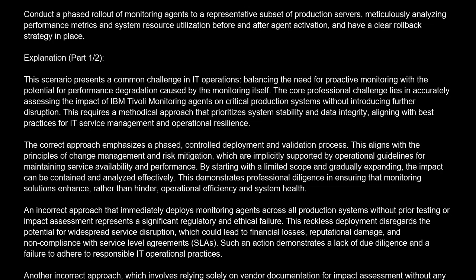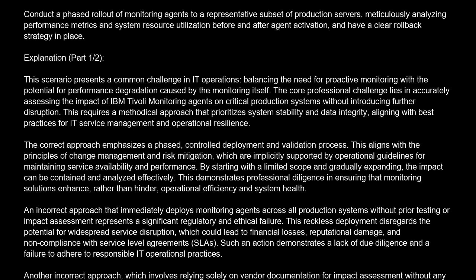The correct answer is A. Conduct a phased rollout of monitoring agents to a representative subset of production servers, meticulously analyzing performance metrics and system resource utilization before and after agent activation, and have a clear rollback strategy in place.